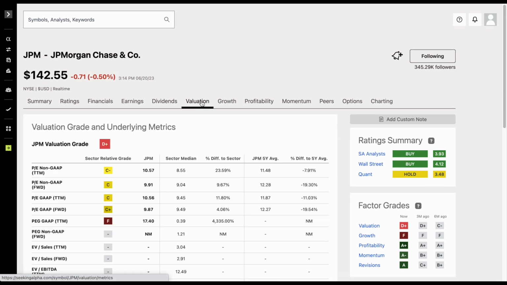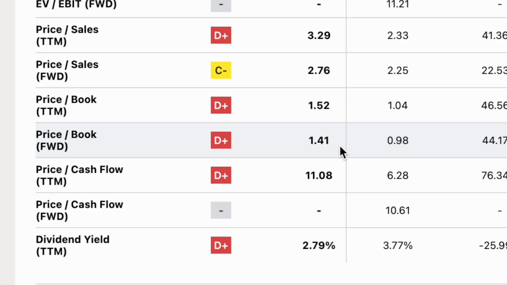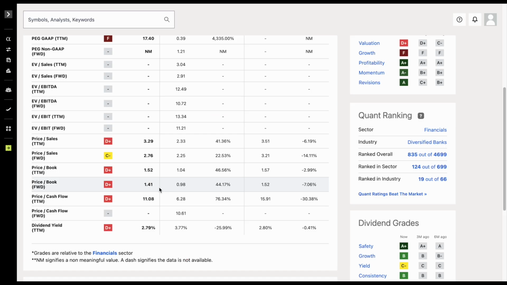Price to book value is a metric that Warren Buffett has been known to look at when he's valuing bank stocks. And if we come back down to Seeking Alpha, look at valuation, you can see the forward-looking price to book sitting at 1.41. Buffett has stated before that he typically looks for banks that are trading at around a 1 when it comes to their price to book value. So again, according to Buffett, he would probably say this bank is a little bit overvalued.